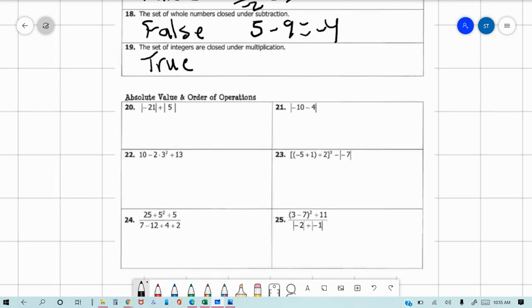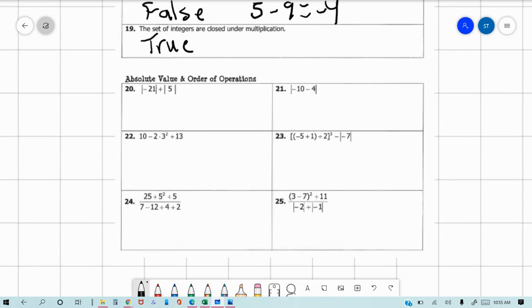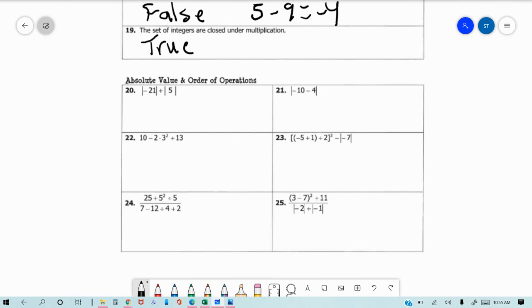Okay, all right, so I'm going to scoot up, and we are going to look at these absolute value order of operations. So 21 plus 5 is equal to 26. That one was pretty easy, right? This one, we went ahead and we did what was in the absolute value, and then we took the absolute value out, okay?